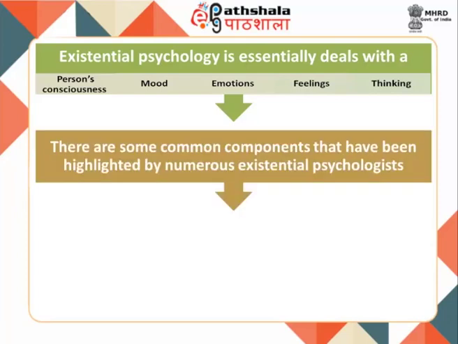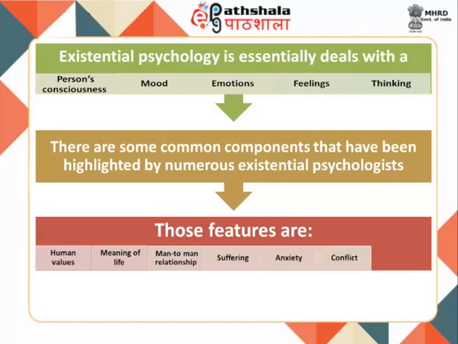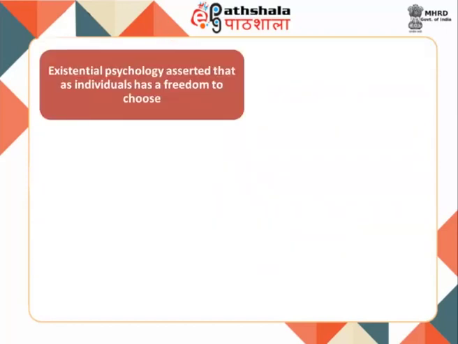There are some common components that have been highlighted by numerous existential psychologists, and those features are human values, meaning of life, man-to-man relationship, suffering, anxiety, conflict, and death. Existential psychology asserted that as an individual has a freedom to choose, he is also accountable for his own existence. Existentialists believe that what he is and what he will be is the solitary responsibility of the person himself.